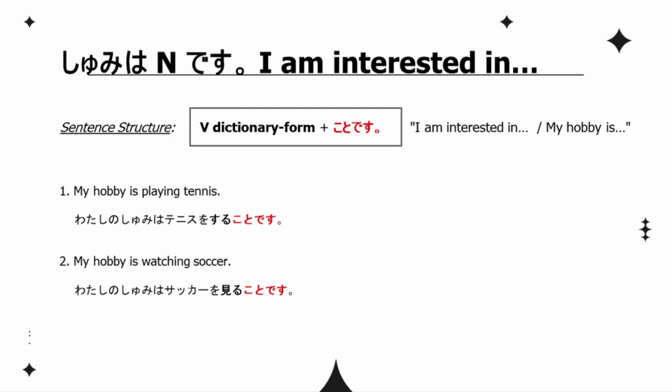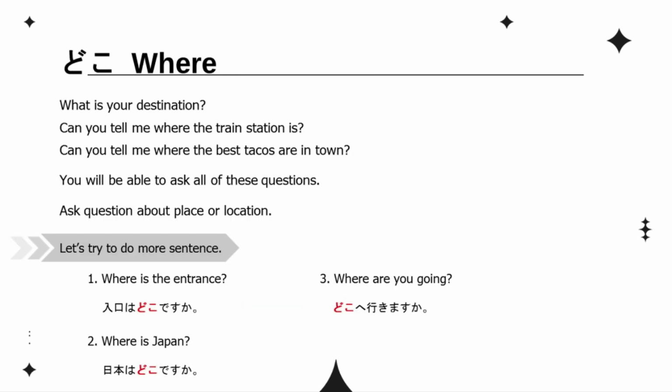3. Usage of the word where in Japanese. In the previous lesson, we learned how to use when in sentences. Today, we are about to learn the usage of where. Where are you going? Where is the train station? Where can I find the best tacos in town? These are all essential questions you could be asked by the end of this lesson. In Japanese, we say doko to indicate where. Let's try to learn through examples.